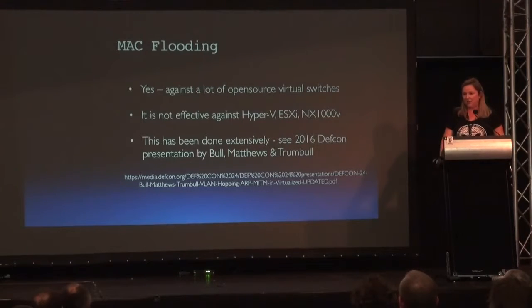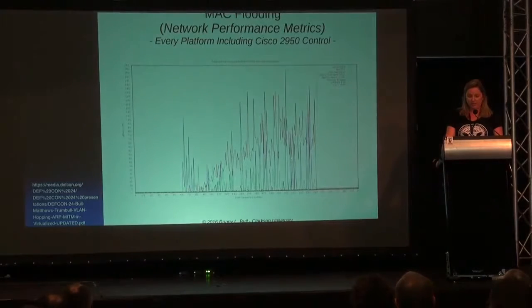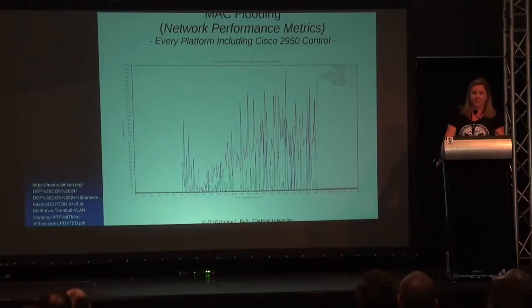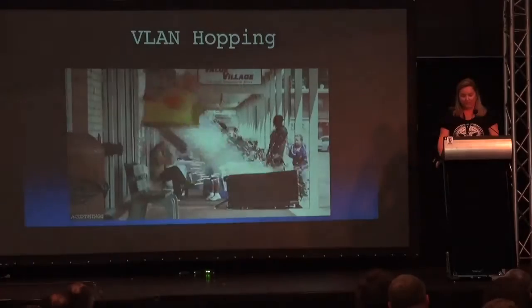And there's a link there, you can read more about it. They did it pretty thoroughly. And so this is some of the stats they got. So obviously as the switch goes into broadcast mode, it starts slowing down the network. And they did it with the 2950 there as a hardware control to compare. So I'll move on to VLAN hopping.